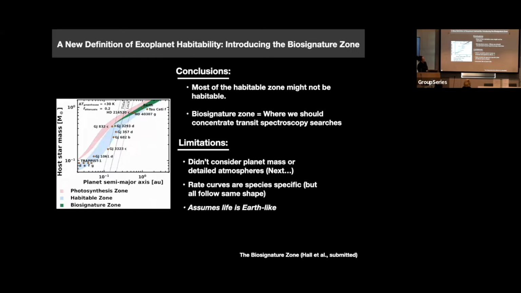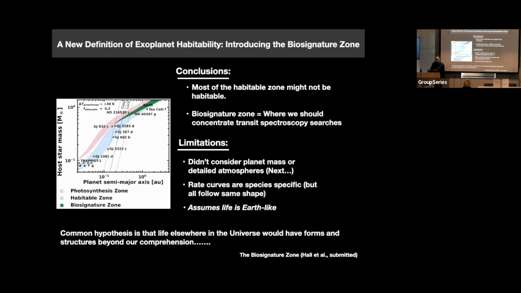This biosignature zone is where we should concentrate our transit spectroscopy searches if that's what we want to do. Some limitations: I didn't consider planet mass or detailed atmospheres. That's to do next. Rate curves are species specific, but they all follow the same sort of shape. The big one is it assumes life is Earth-like. There's a common hypothesis that if there's life elsewhere in the universe, it would be wildly unrecognizable to anything that we have on Earth. But is this true?